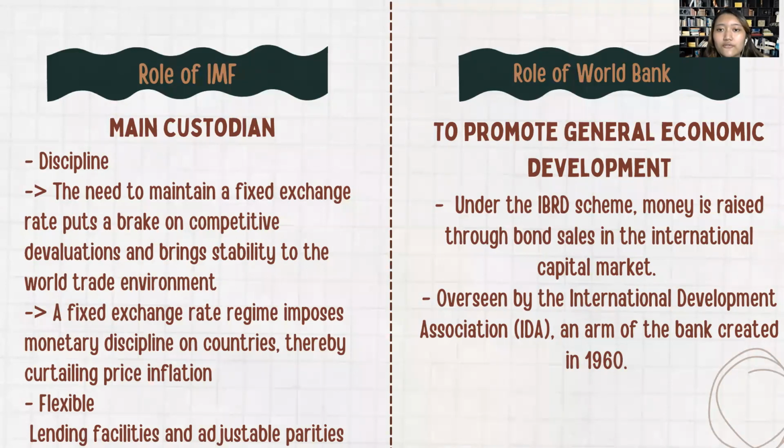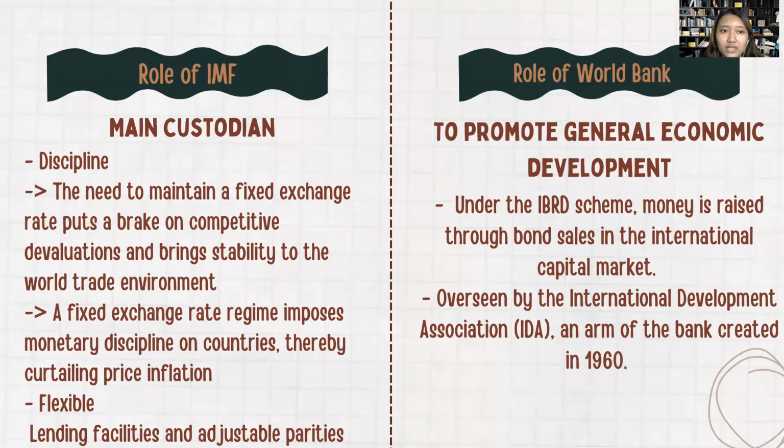So the role of the IMF is as the main custodian, and it has two principles. The first is discipline. It is the need to maintain a fixed exchange rate, which puts a brake on competitive devaluation and brings stability to the world trade environment. Then the second is that a fixed exchange rate regime imposes monetary discipline on countries, thereby curtailing price inflation. And the second is flexible.